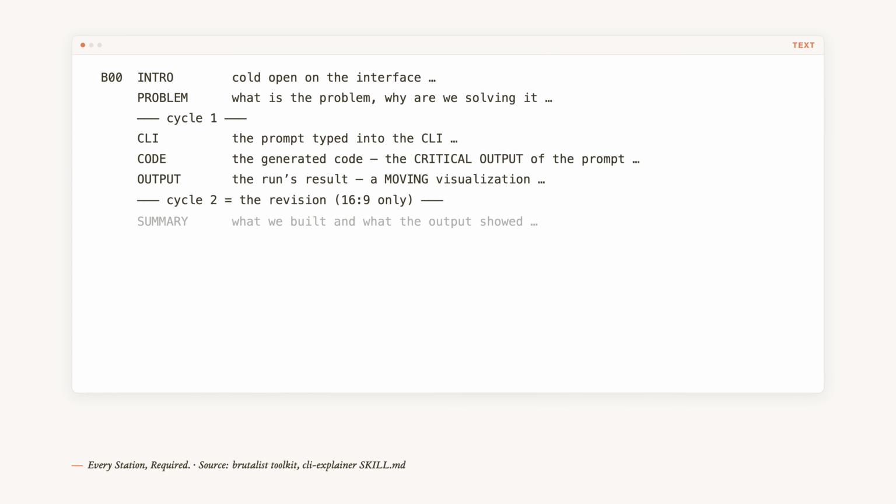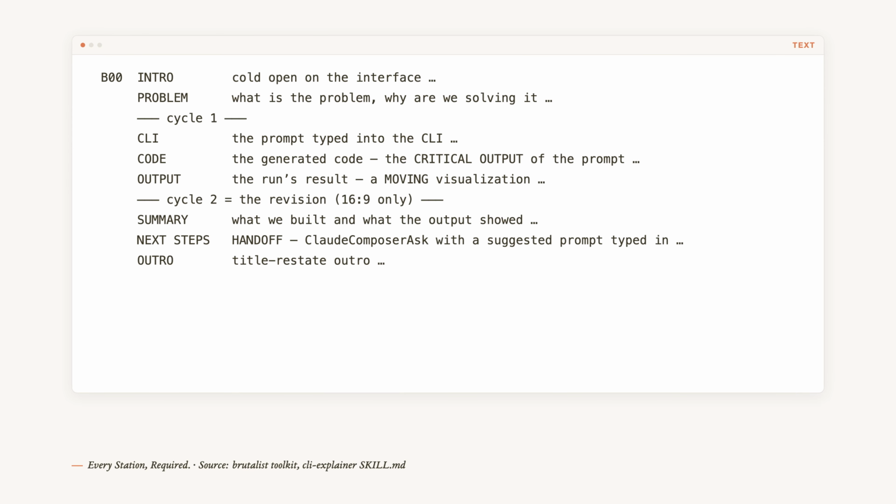Here's the spine, rebuilt from the skill's own block. Intro, problem, then the cycle: cli, code, output, then cycle 2, flagged in the source itself as the revision. Summary, next steps, outro, every station required in the 16:9 cut.